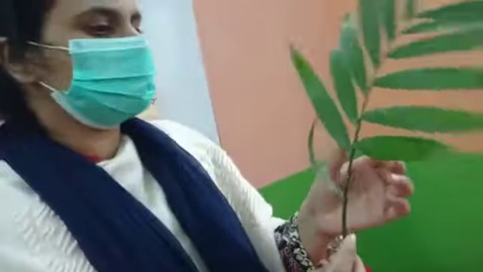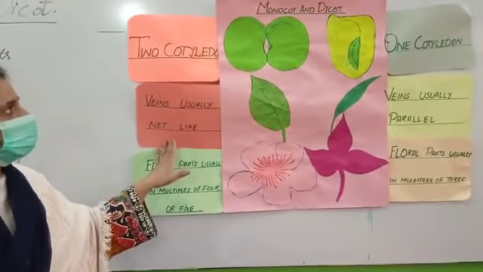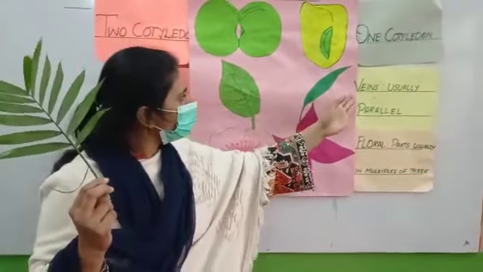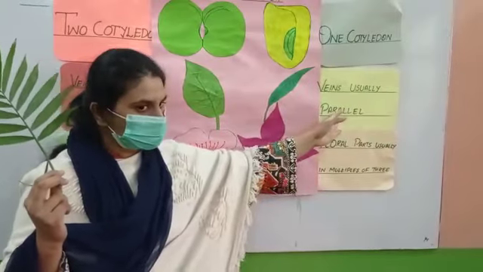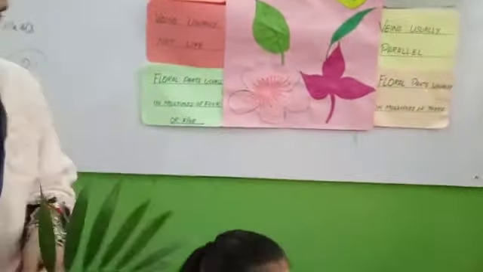These leaves have parallel veins, so this is monocot. Do you understand the difference between leaves of monocot and dicot? Dicot leaves usually have net-like veins and monocot leaves usually have parallel veins.